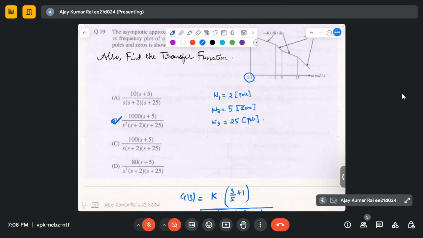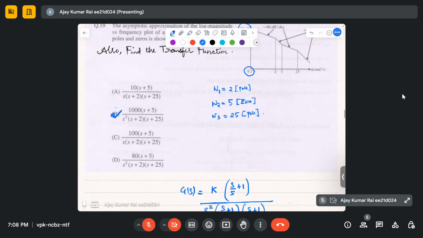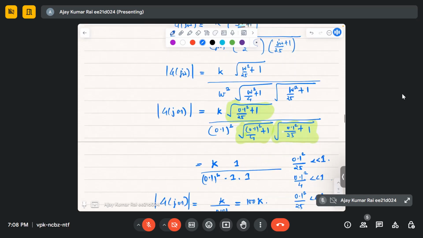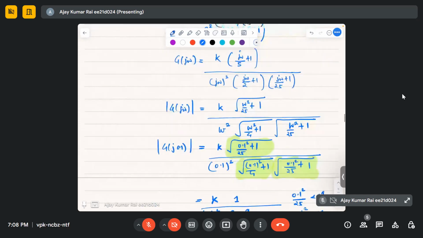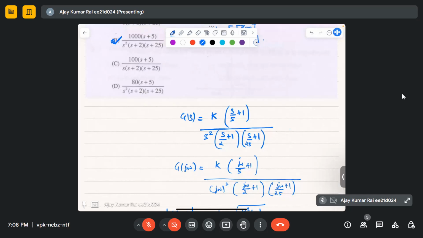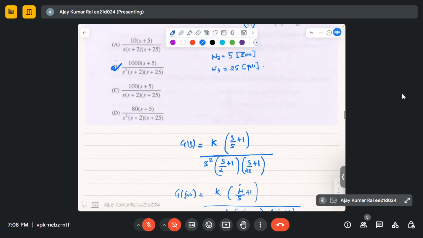So any doubt in this question? You need to be careful for this P and D option, right? Only the constant is different, otherwise everything is the same. So it was very easy to find out the poles and zeros. But what was required to find out the k? Because P and D options are the same, only the difference is k.